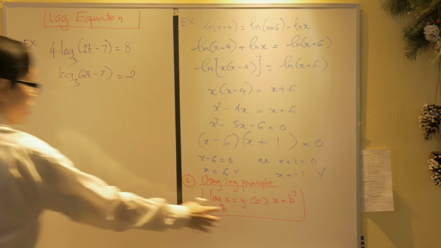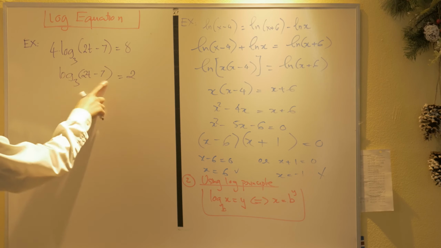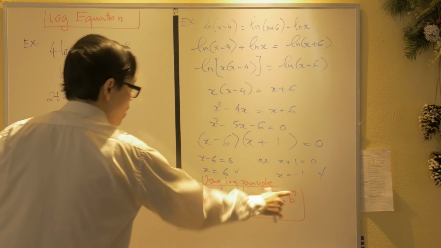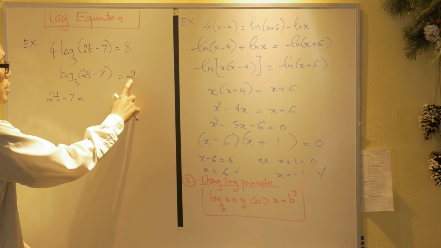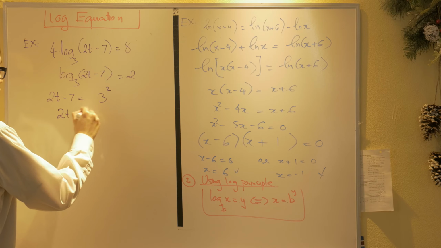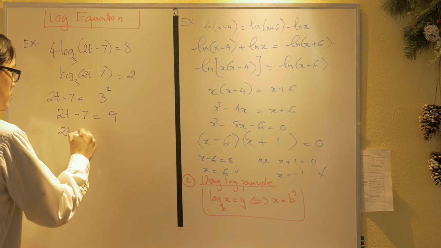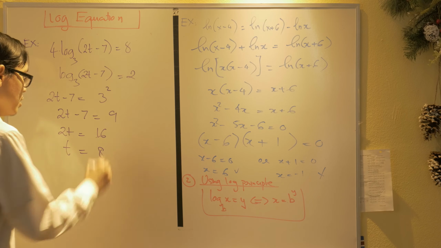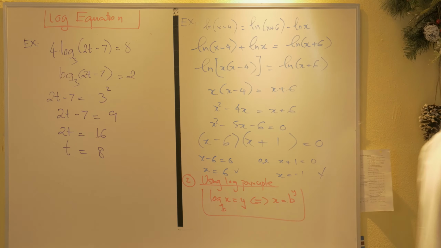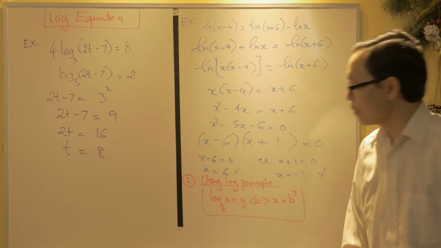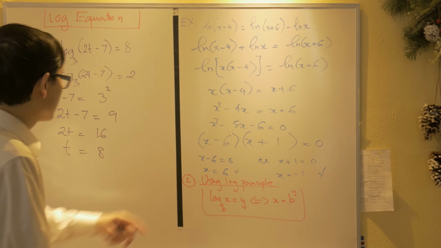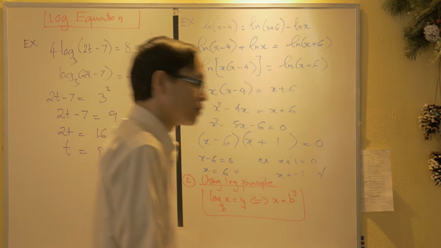Because it's in this form, we can apply the log principle. So it's equal to x. The x over here is 2t minus 7, the argument. So you have 2t minus 7. You kick 3 up, raise it to the y. The y over here is 2. 3 squared, right? So you have 2t minus 7 equal 9. So you have 2t equals 16, t equals 8. And of course you have to plug it back in to check your answer. And the answer is correct. Remember, always have to check. There you go. So that is the way you apply the log principle when you solve a log equation.